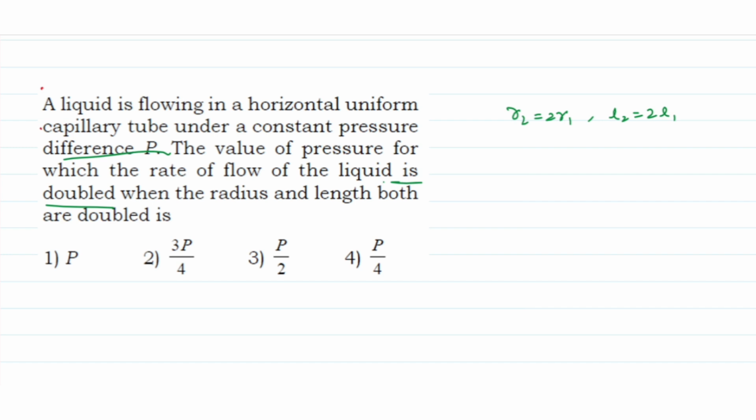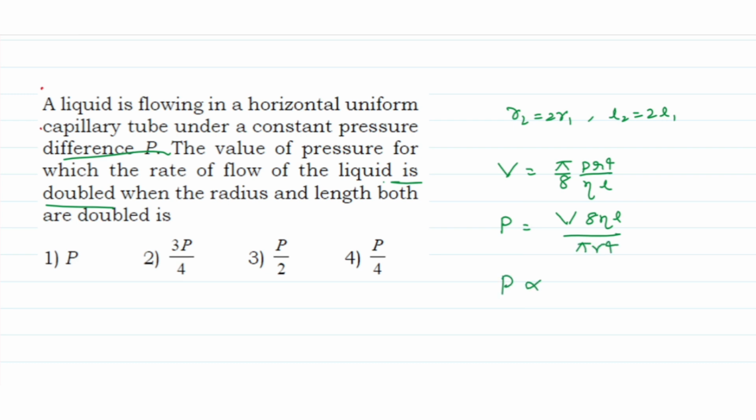Here we can take the volume of the liquid flowing per unit time, which will be equal to pi by 8 into P r power 4 by eta into L. So here we need to calculate the pressure value. P equals, you just cross multiply this: volume of the liquid flowing per unit time into eta into L by pi r power 4.